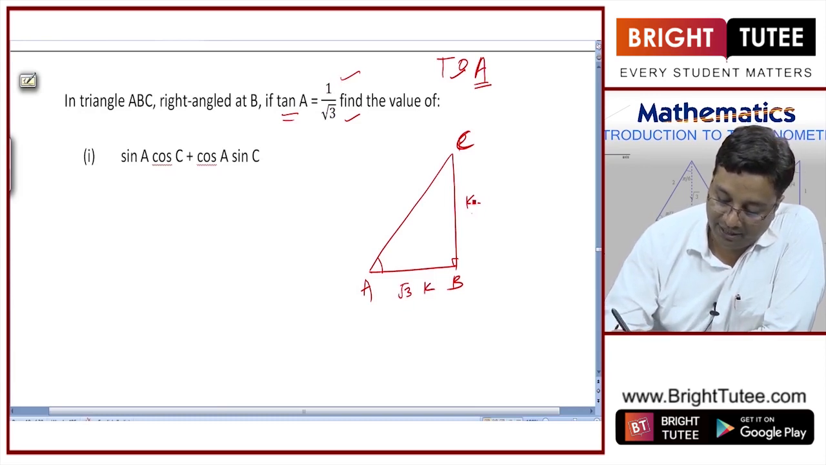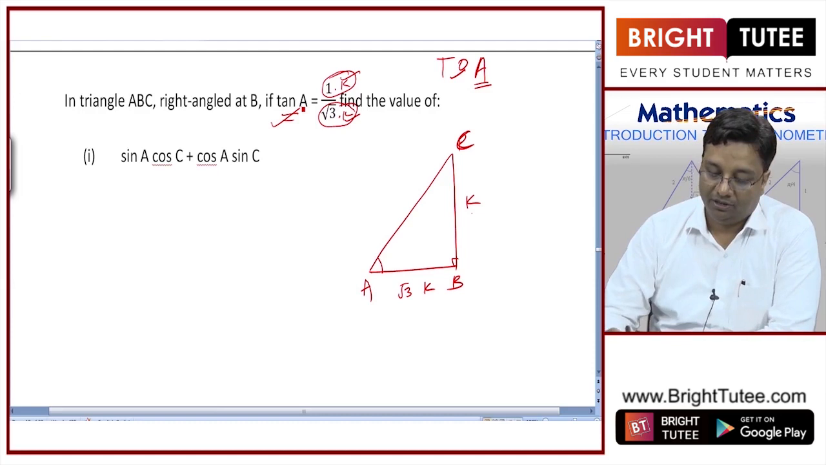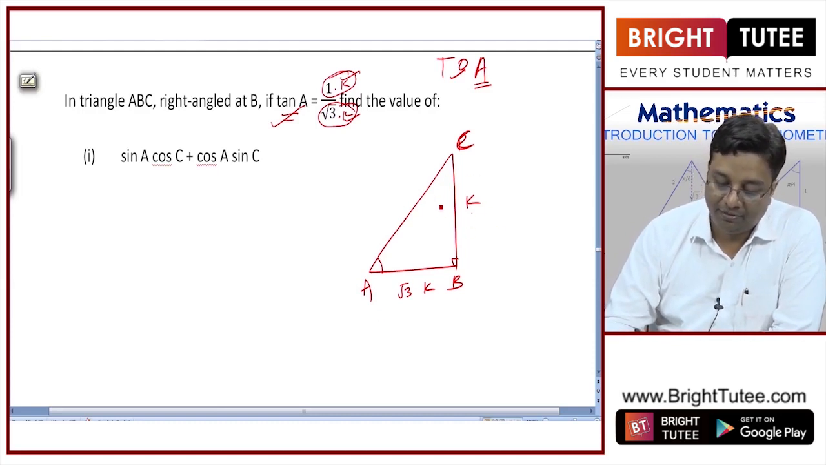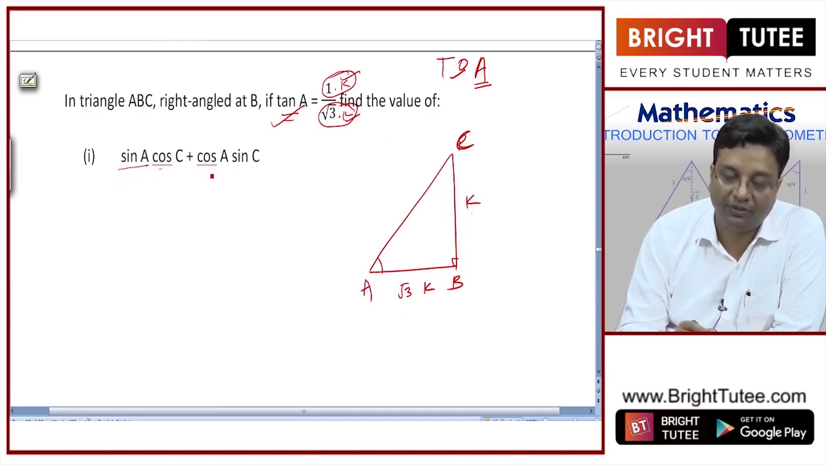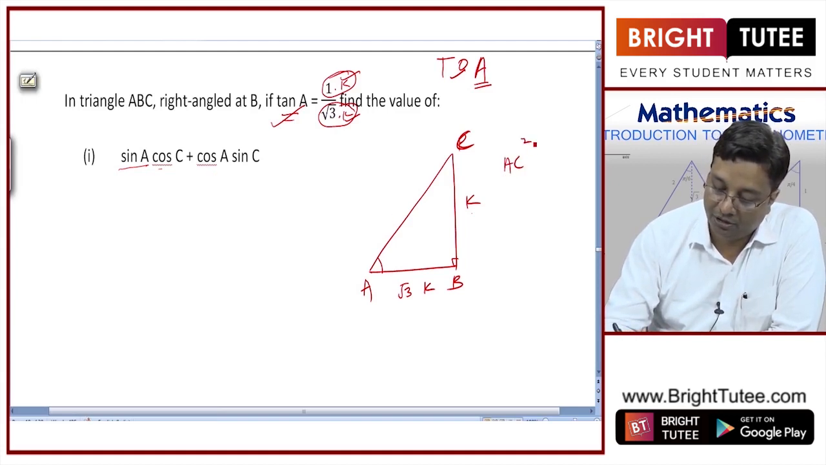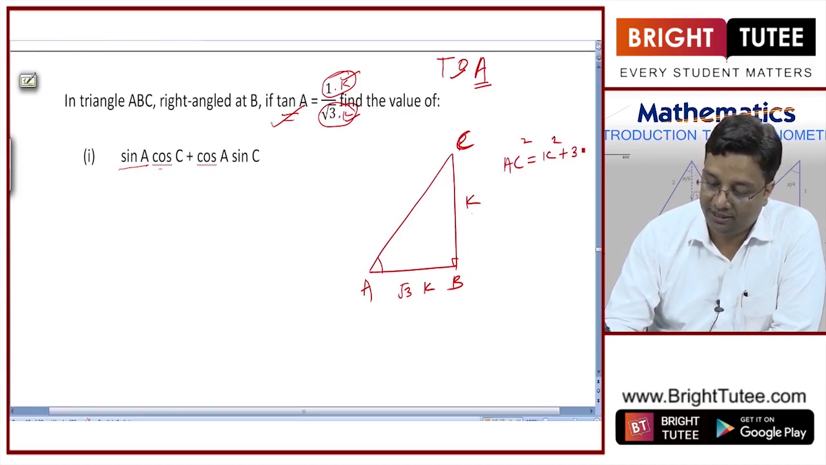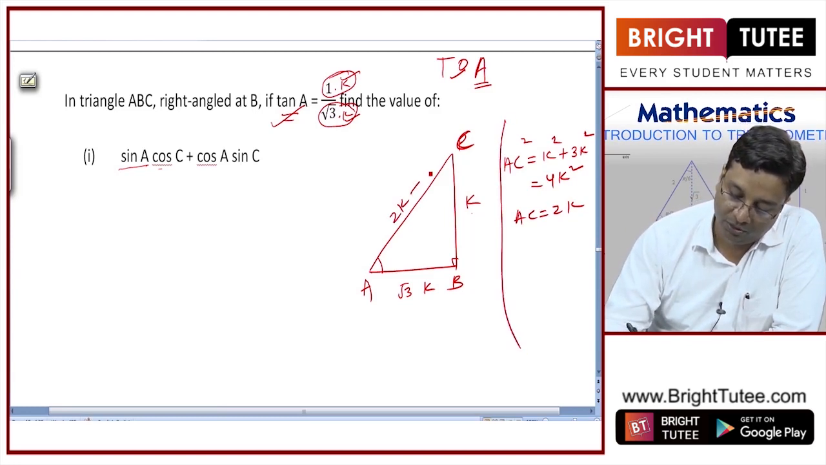Why have I taken it as K? I have multiplied this by K and this by K. I have taken opposite as 1k and adjacent as root 3k, and it will satisfy this given condition. So we have written it based on the given condition. We have to find the value of sine of A into cos C plus cos of A into sin C. So we will require this third side also. So let's apply Pythagoras theorem here. AC square is equal to k square plus root 3k whole square, which will mean 3k square. So it will become 4k square. So AC is equal to 2k. So this side is equal to 2k.